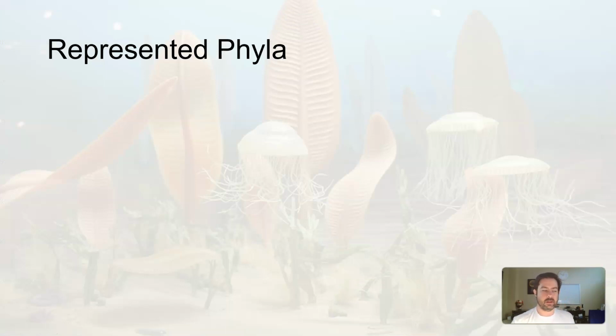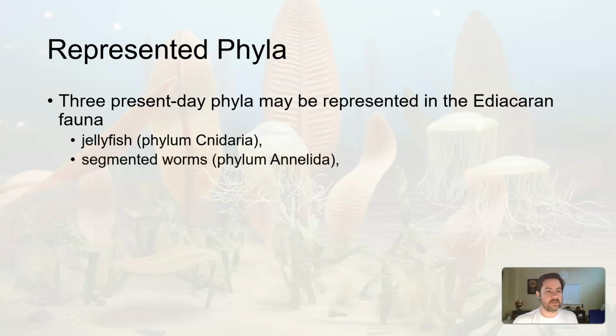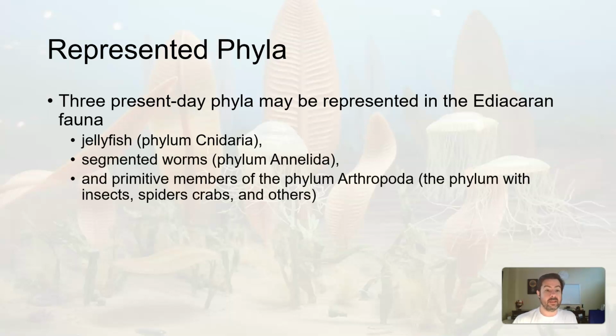So of what we start to see in the Ediacaran, 3 present-day phyla may be represented in the Ediacaran fauna. Phyla are categories of animal life. The jellyfish, which make up the phylum, I think it's Cnidaria, like the C is silent. Segmented worms, Annelida, and primitive members of the arthropod phylum. This is the phylum, the subsect of organisms that contain insects, spiders, crabs, other things.